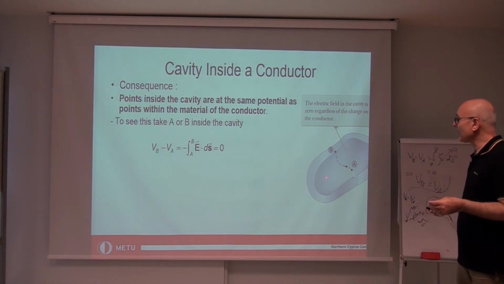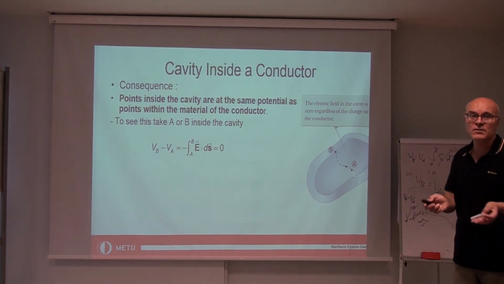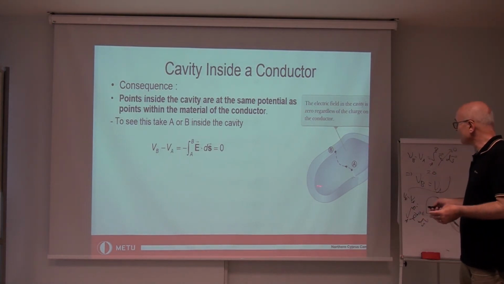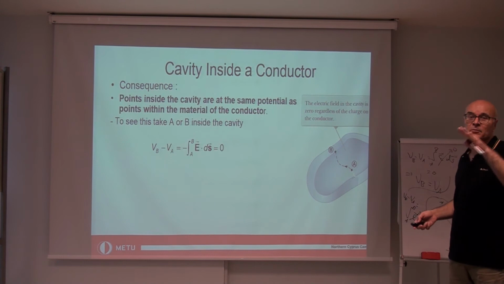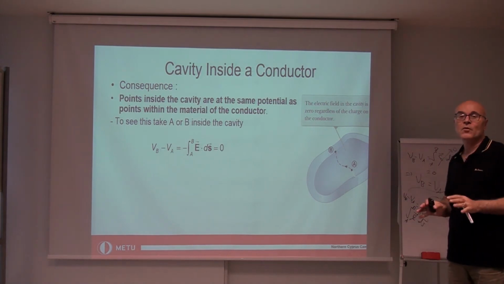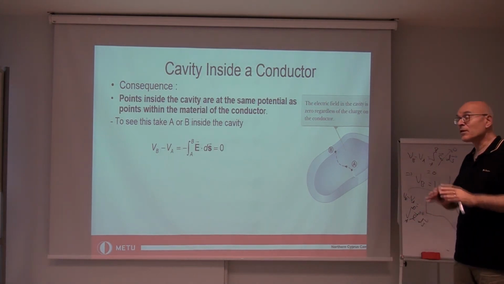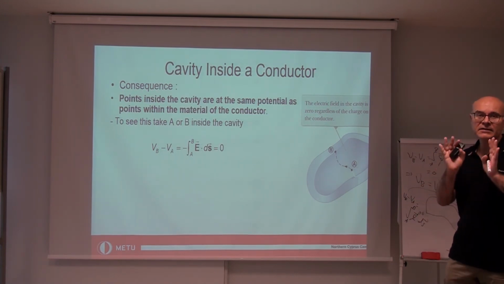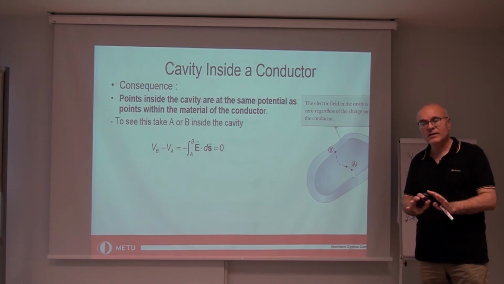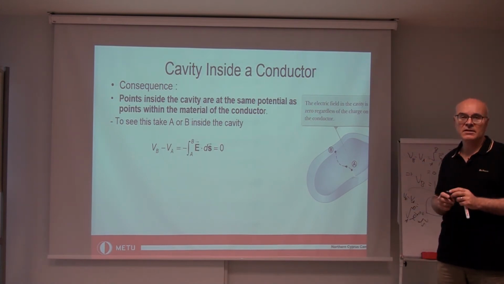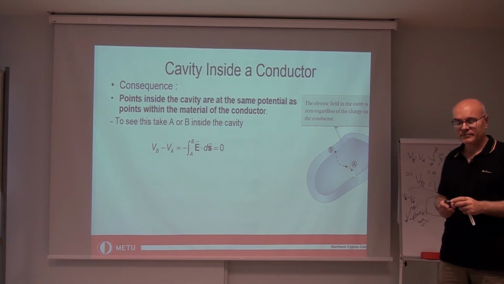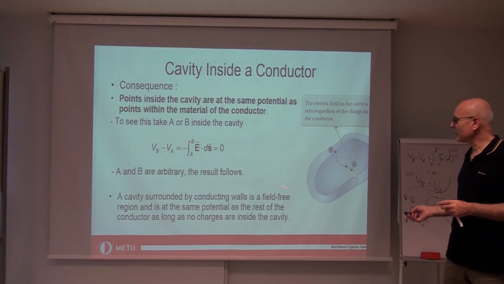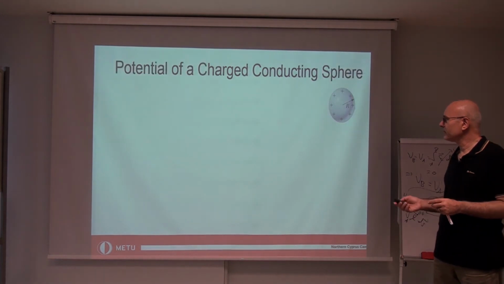So all points in the cavity are at the same potential as all points within the material of the conductor. And the meaning of this, of course, is that the points within the cavity are at the same potential as points within the conductor. So the whole conductor now, including the cavity inside it, given that it doesn't have charges, is at the same constant potential. So this is the conclusion.